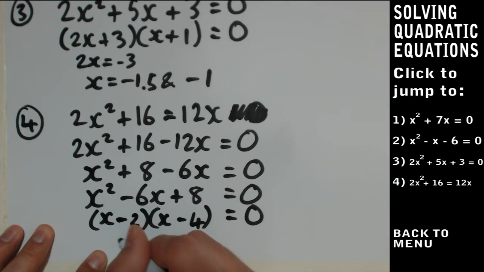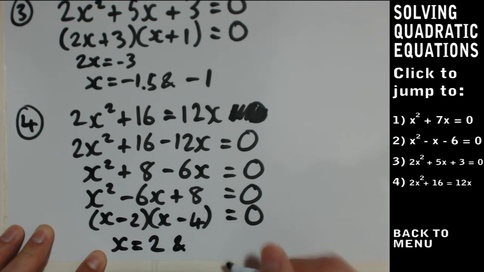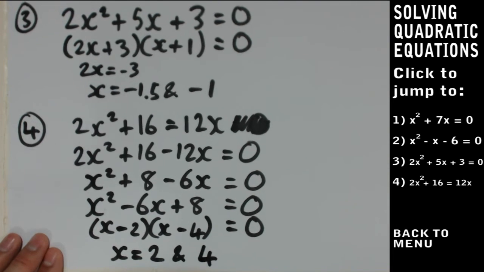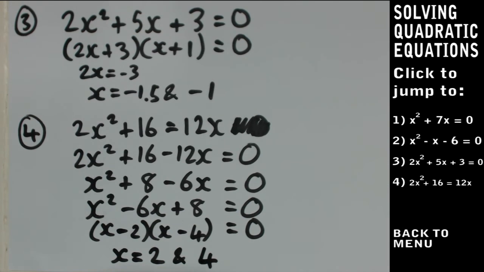So x is equal to 2, because 2 take away 2 makes this bracket equal 0, and 4, because 4 take away 4 makes this bracket equal 0. So that is how you solve an equation, a quadratic equation, by factorizing.